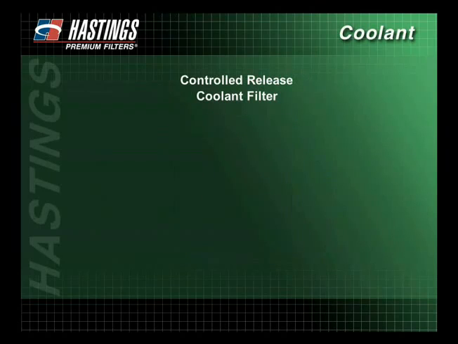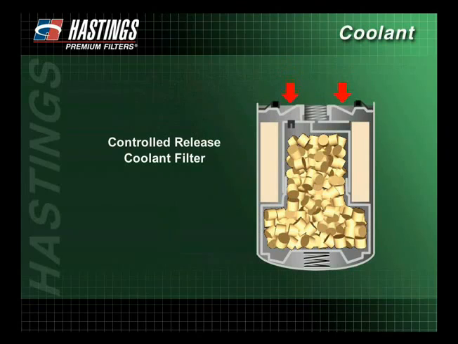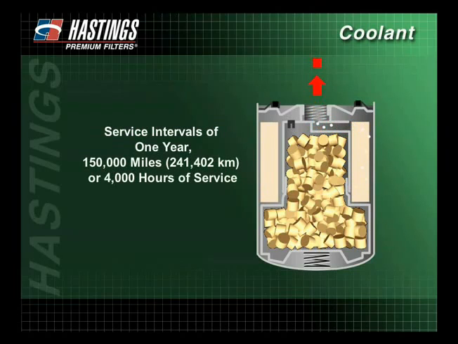With the increased demand for extended drain intervals, Hastings introduced controlled release coolant filters. These filters allow additives to be released into the cooling system only when heat and coolant flow are present. Additives are released at an even rate as opposed to conventional service filters that release all the additives at once. Hastings controlled release coolant filters contain high-capacity synthetic media designed to trap contaminants and maintain their structure through service intervals of 1 year, 150,000 miles, or 4,000 hours of service.